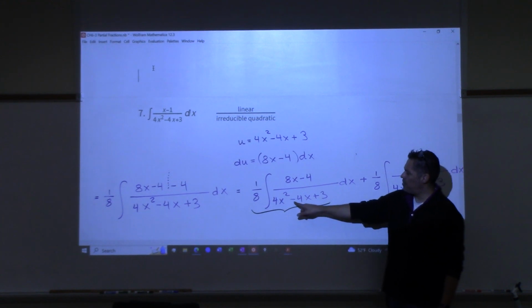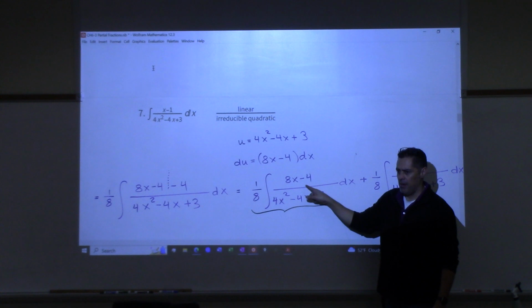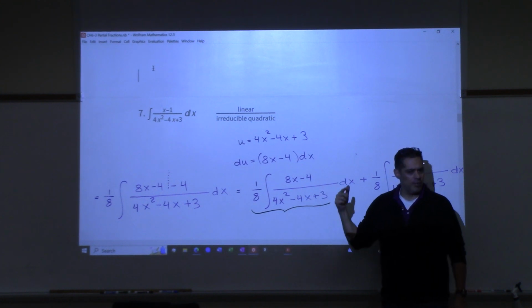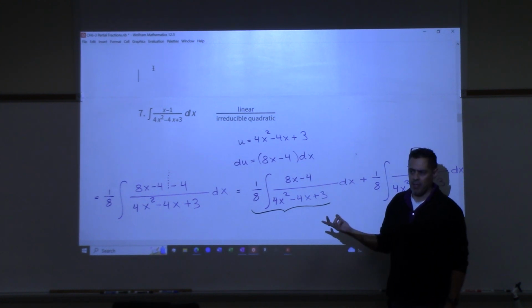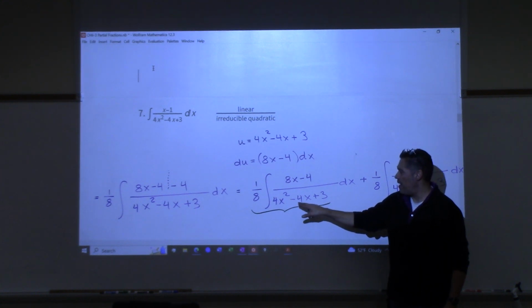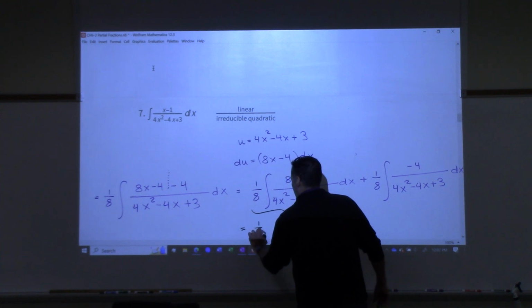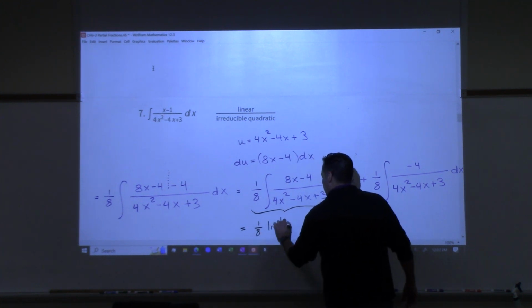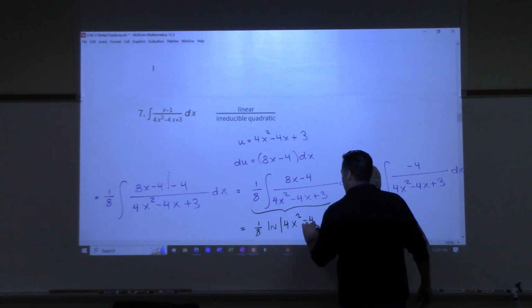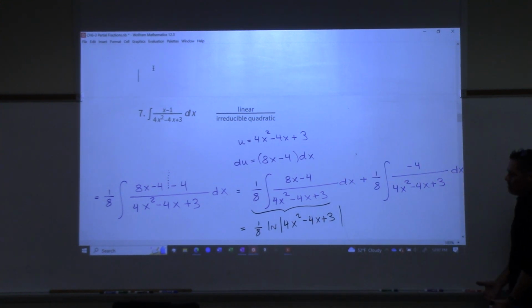For this one, I know that the bottom is u, the top is du exactly, right? So this integral really looks like 1 over u du, and the antiderivative should be ln of this whole thing, right? Natural log of that whole thing. Now we do have a 1/8 in front, so this whole thing becomes 1/8. I'm doing the actual antiderivative mentally here, in the sense that I know that's what's going to happen, because the way I designed the integral is so that it would be something like 1 over u du.